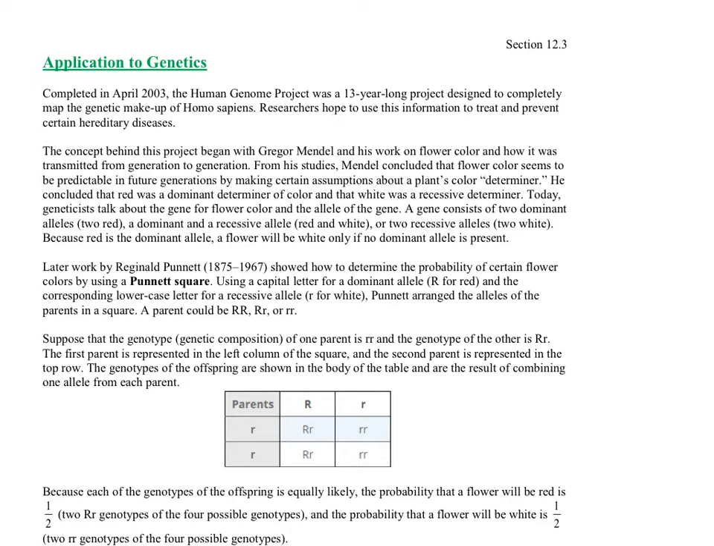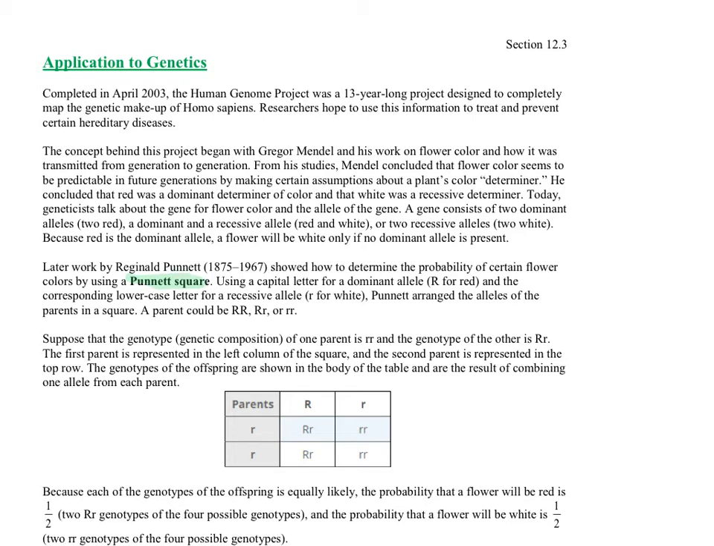A gene consists of two dominant alleles, two reds, a dominant and a recessive allele, which would be red and white, or two recessive alleles, which would be two whites. Because red is the dominant allele, a flower will be white if and only if no dominant allele is present. Later work by Reginald Punnett showed how to determine the probability of certain flower colors by using Punnett squares. So that's what we're going to use, what's called a Punnett square.